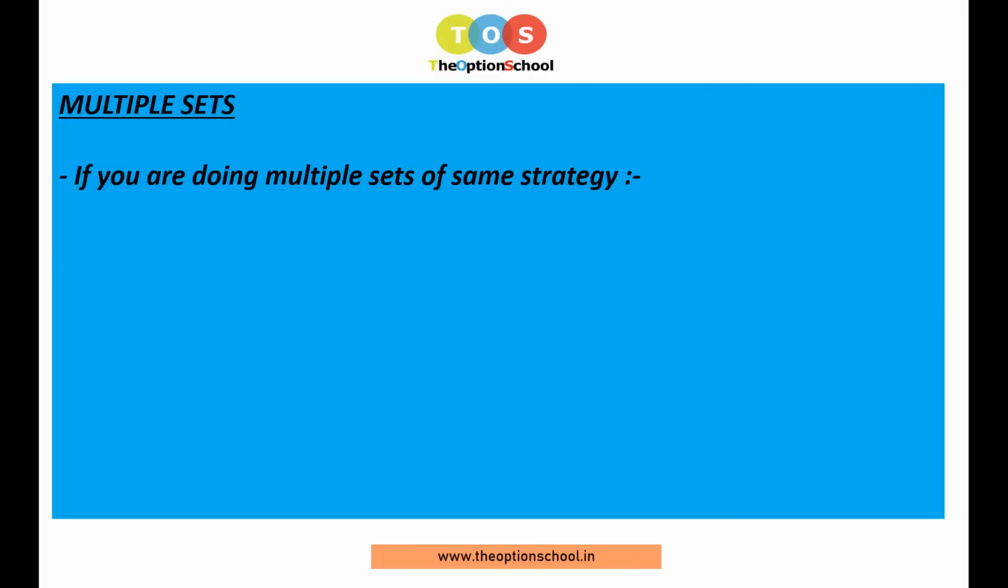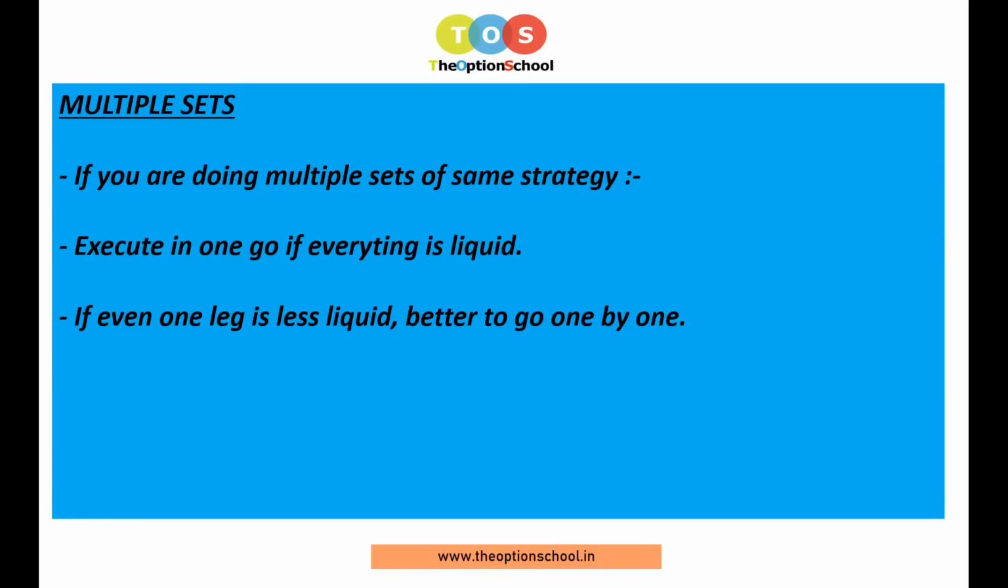Now, if you are doing multiple sets of the same strategy, let us say you are not doing one set of this 83, 84, 95, 96, you want to do four sets. Now, if everything is liquid, yes, you can go ahead and buy four, sell four, buy four, like that, you can do that. But if you find that one of the trades is highly illiquid, then instead of doing all four trades together, go one by one. If one leg is illiquid, better go one by one.